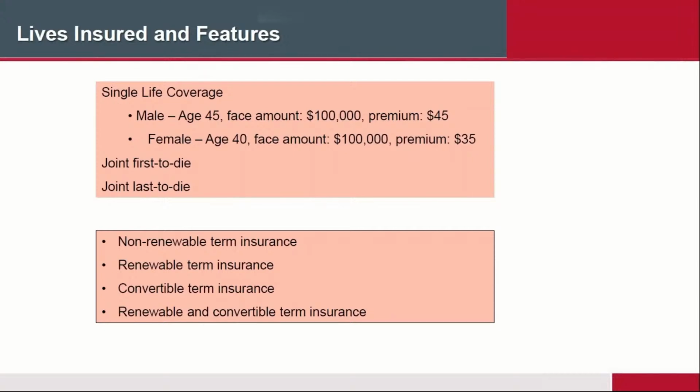This is generally used by younger people. So in other words, with a joint first to die, there's really only one death benefit. Okay, it's only one death benefit. So let's say you had a mortgage of $250,000, and the only concern you really had was, look, if either one of us dies, I want the mortgage paid off.